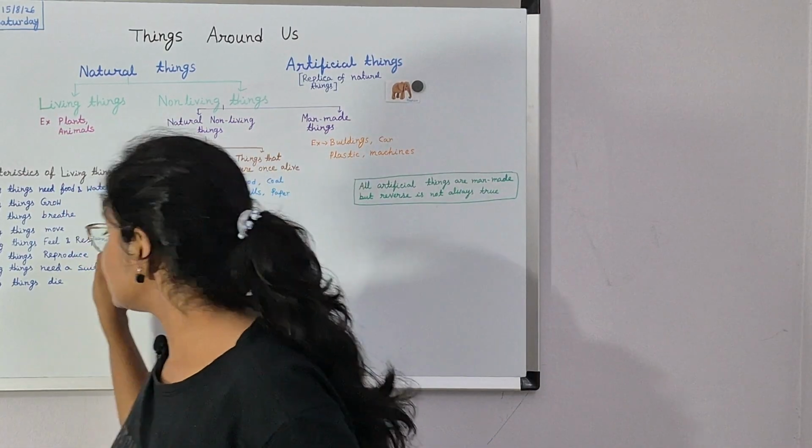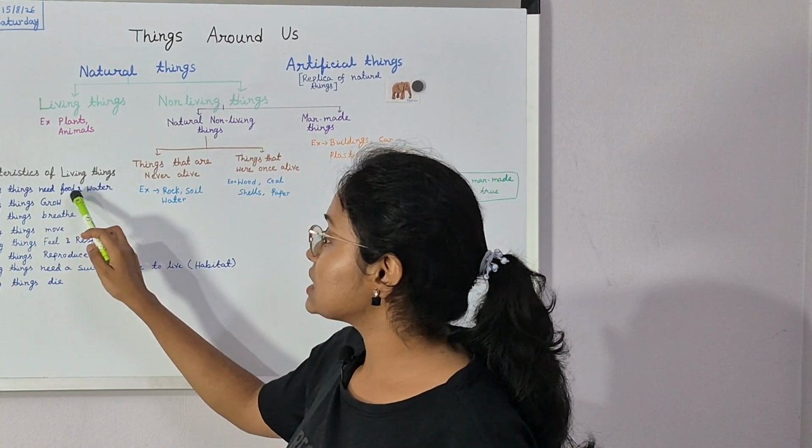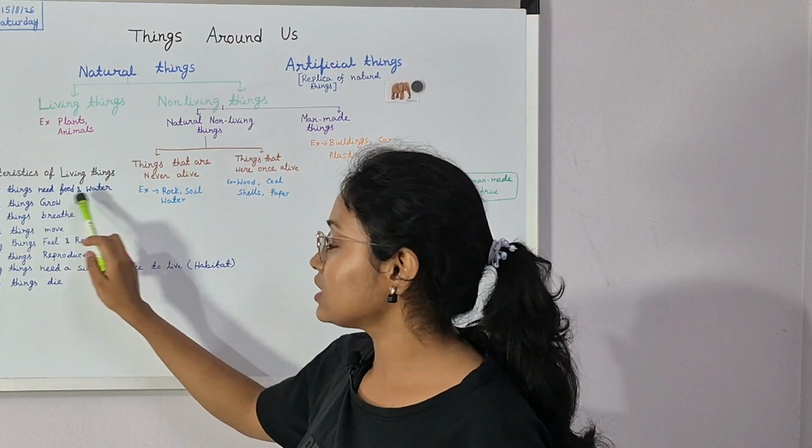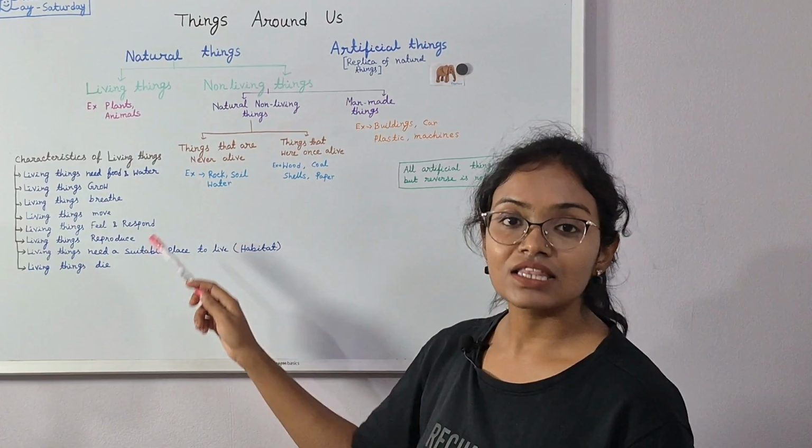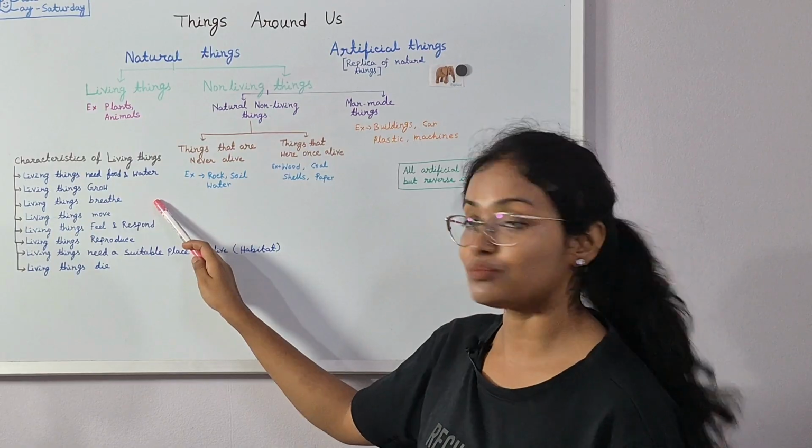We already discussed these two points. Living things need food and water, and living things grow. Third point is living things breathe.